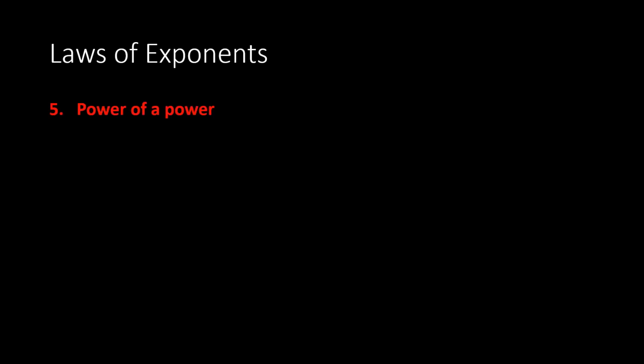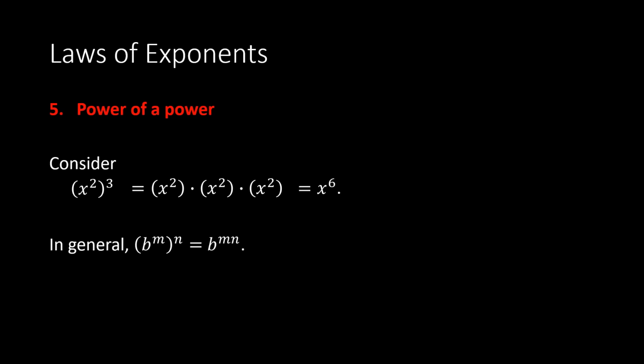5. Power of a power. Consider the quantity x squared raised to 3. It's equal to x squared times x squared times x squared. This is equal to x to the 6th. In general, b raised to m raised to n is equal to b raised to m times n. For example, the quantity a cubed raised to 9, 3 times 9 is 27, so the answer is a raised to 27.